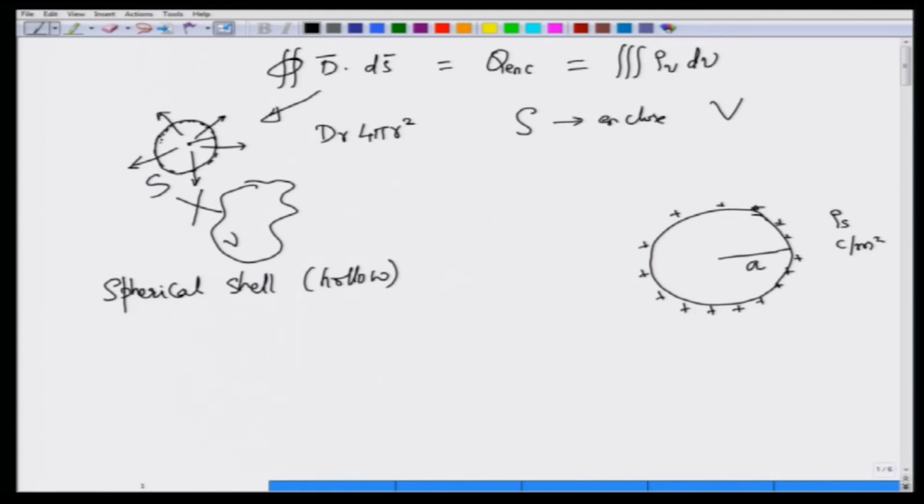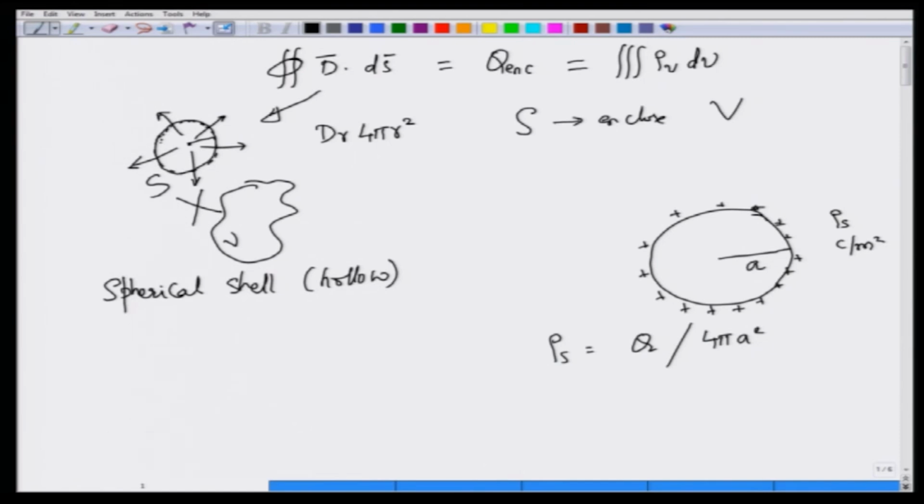So, the surface area of this sphere will be 4 pi a square, and if q is the total amount of charge, then the surface charge density is q by 4 pi a square. So, this amount of total charge is spread uniformly over the shell. Now, to apply Gauss's law, let us look at the left hand side.